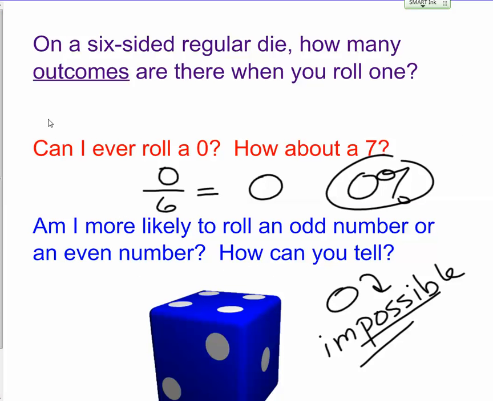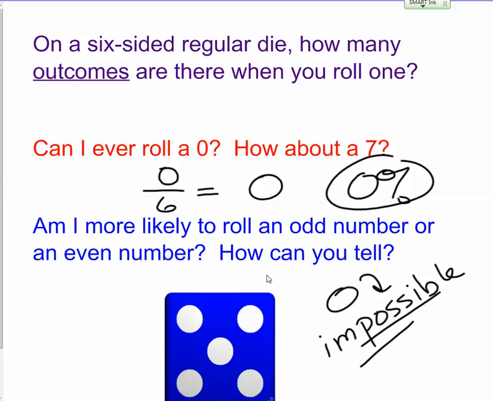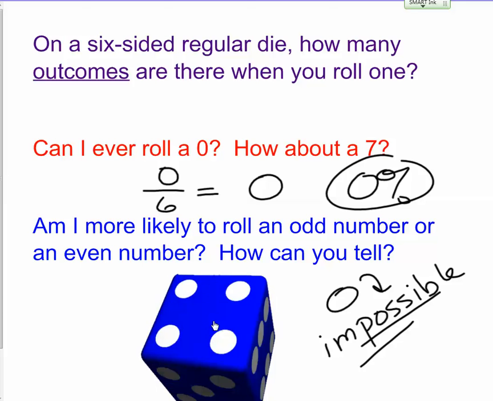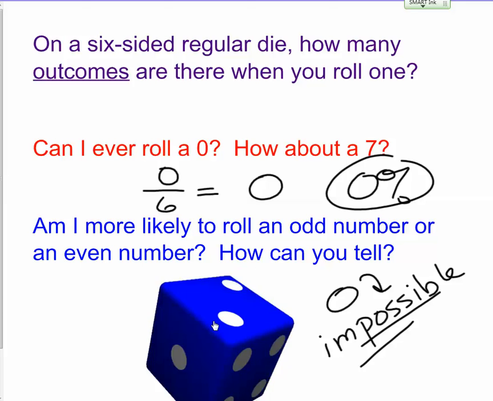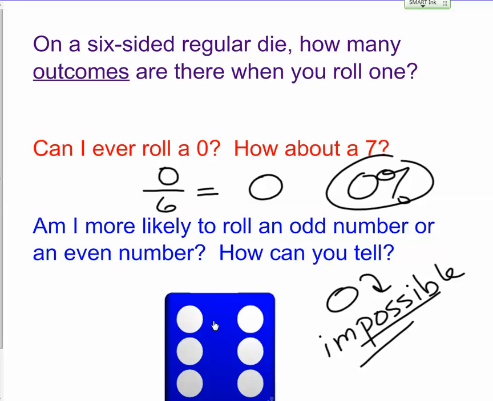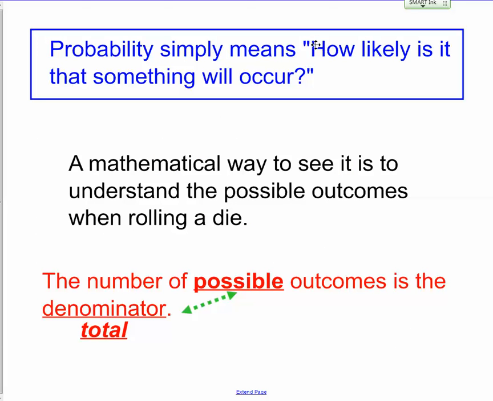So how many outcomes are there when you roll a die? Well, there are 6 sides, so there are 6. Can I ever roll a 0? Can I ever roll a 7? Well, since there are no zeros on a 6-sided die, there's only the numbers 1, 2, 3, 4, 5, 6, and there are no 7s, it's impossible for me to roll that. So there are 0 favorable outcomes still out of 6, and 0 divided by 6 is 0. So the smallest probability can be is 0. And if something has a probability, or a likelihood of happening, at 0, that means it's impossible. It cannot happen.